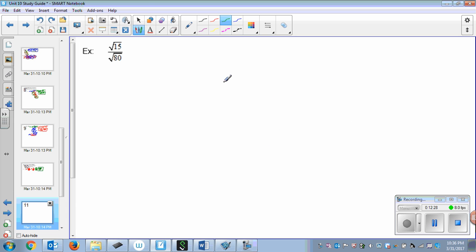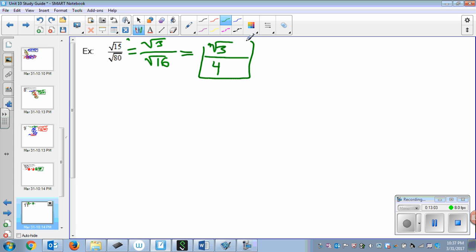Let's try another one. On this one, before I start, I have inside and inside. And if I were to enter this into my calculator under alpha y equals, I can reduce 15 over 80 to 3 over 16, but it's still under square roots. So it's the square root of 3 over the square root of 16. Now, I have a perfect square. So I have the square root of 3 over 4, and I'm done. I don't have a square root on the bottom.